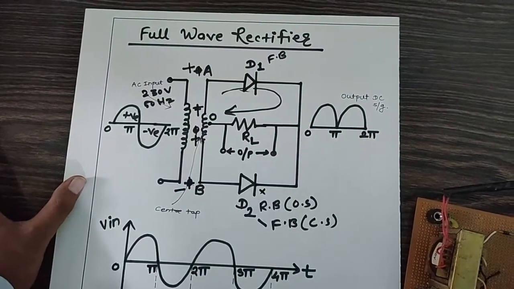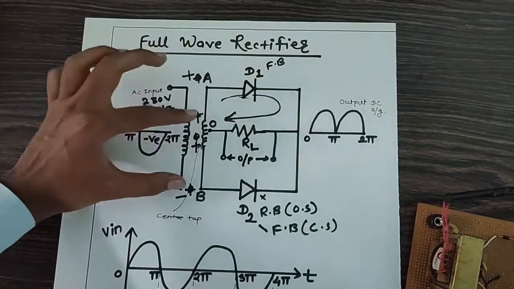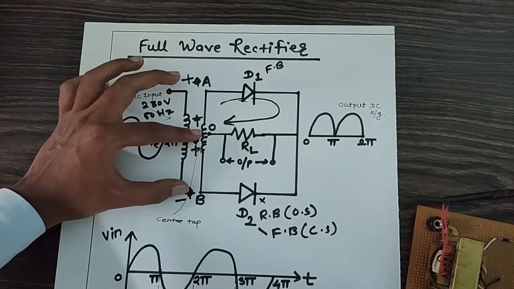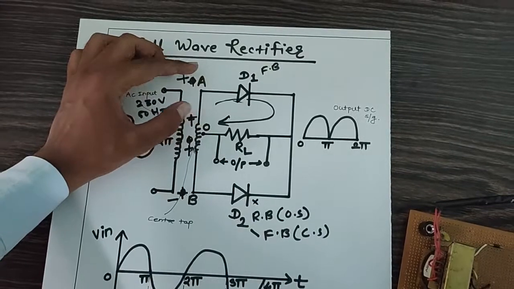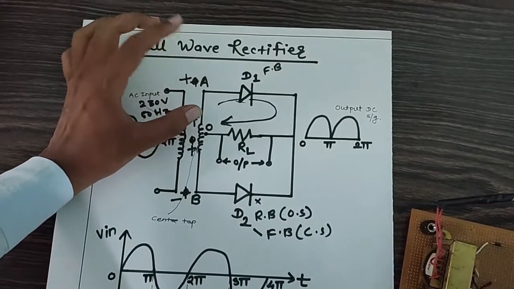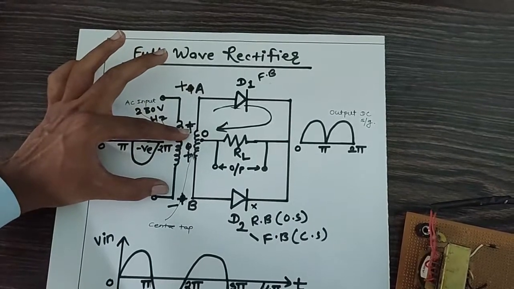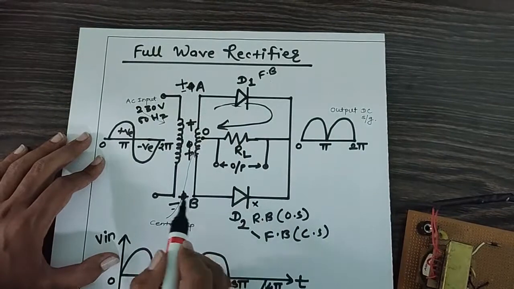Now what are VAO and VBO? VAO and VBO are the secondary voltages of the center tap transformer, which have the same magnitude but opposite polarity. Means if suppose your VAO is positive, then at the same instant your VBO will be negative. Means your A terminal is positive and B terminal is negative.